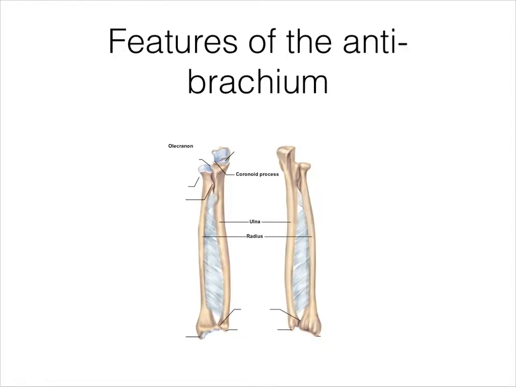Here I have something for you to label. So you'll see this is the ulna and the radius. And we have some things that are labeled, but we also have some unlabeled lines here. And so I want you to pause the video right now and see if you can figure out what type of feature each of these is and what its name is. So go ahead and pause now.